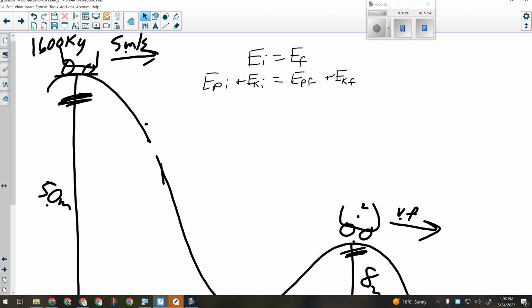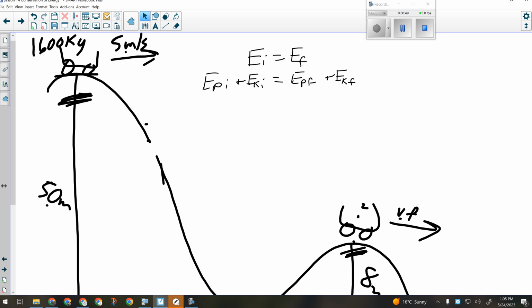According to the context of this particular problem, we are initially at 50 meters above ground level, so we have initial potential. We are moving at 5 meters per second, so we do have initial kinetic. We are finishing 8 meters above the ground, so we have final potential. And we're looking for the final speed. It's definitely not 0. So we have all 4 of those. We can't cancel any of them off.